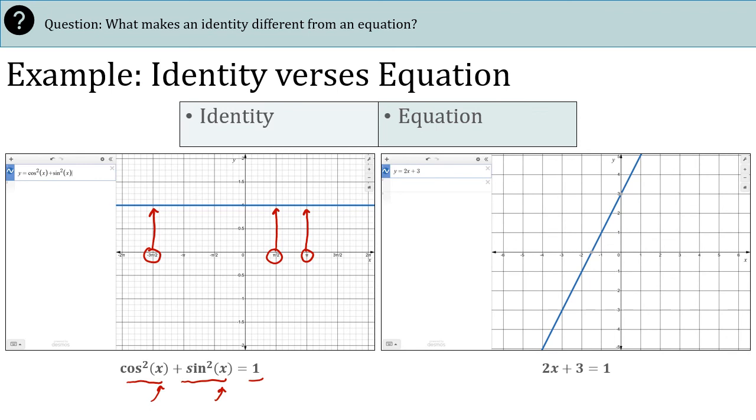Compare that to the equation that we looked at. 2x plus 3 equals 1. The only time that we see an output of 1 is at this point right here, and that point is the point negative 1 comma 1, which proves that the only time this is a true statement is for that one particular value of x equals negative 1.